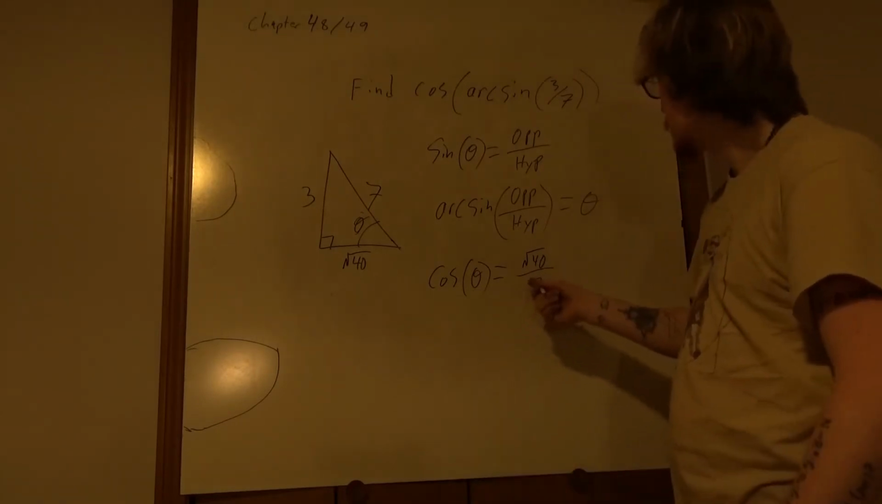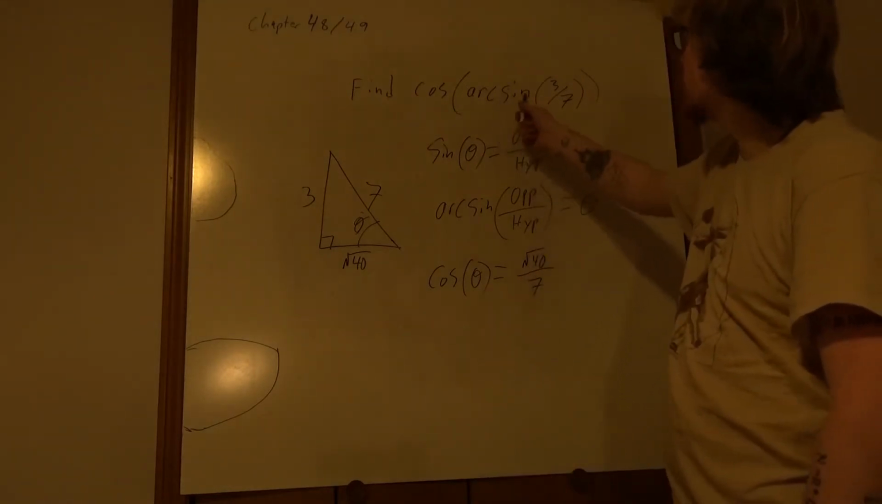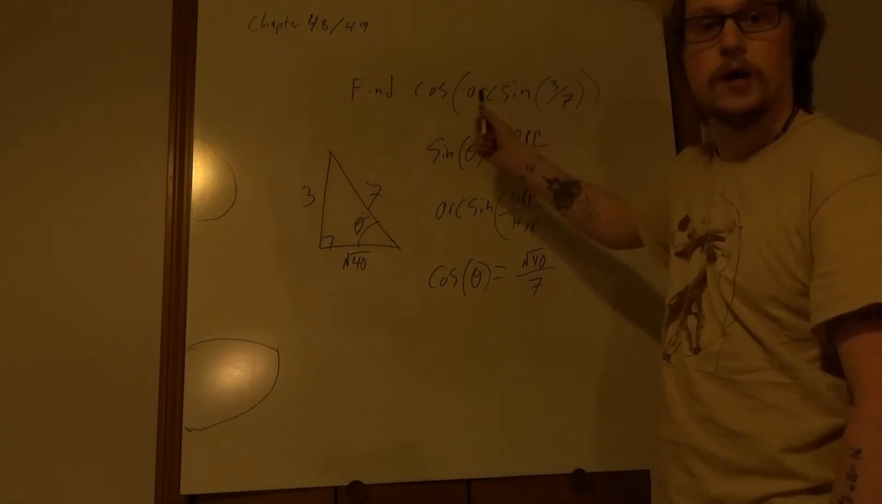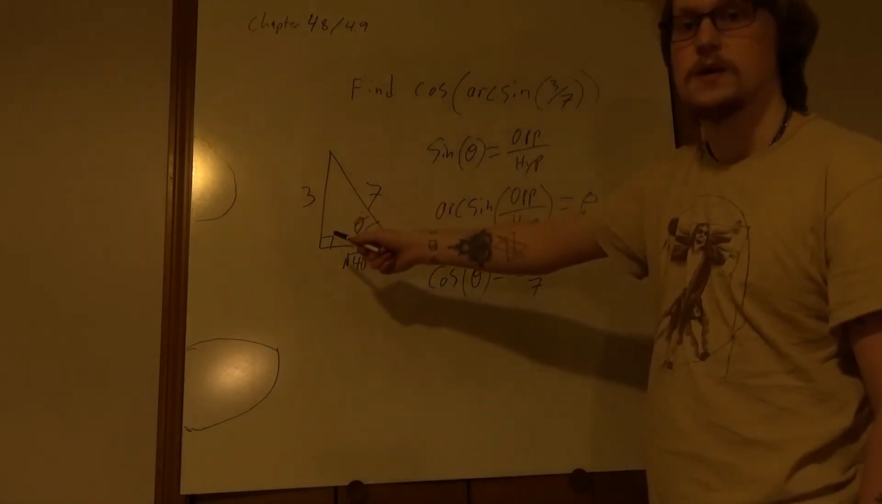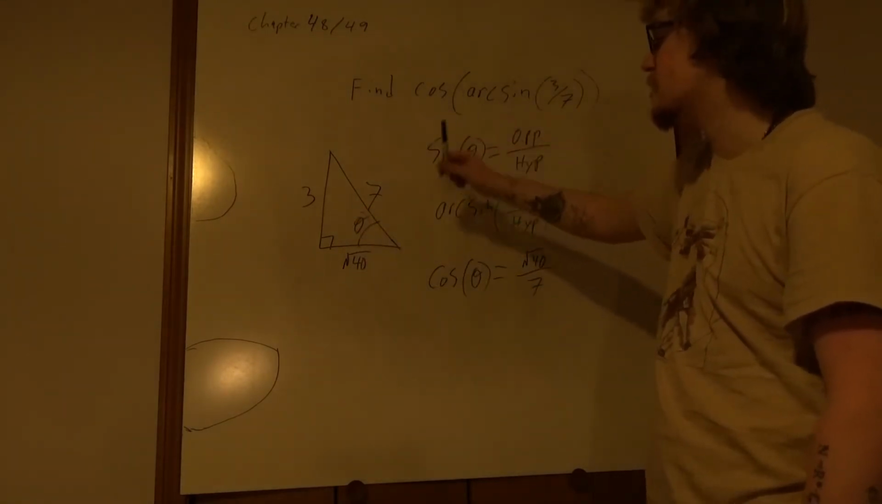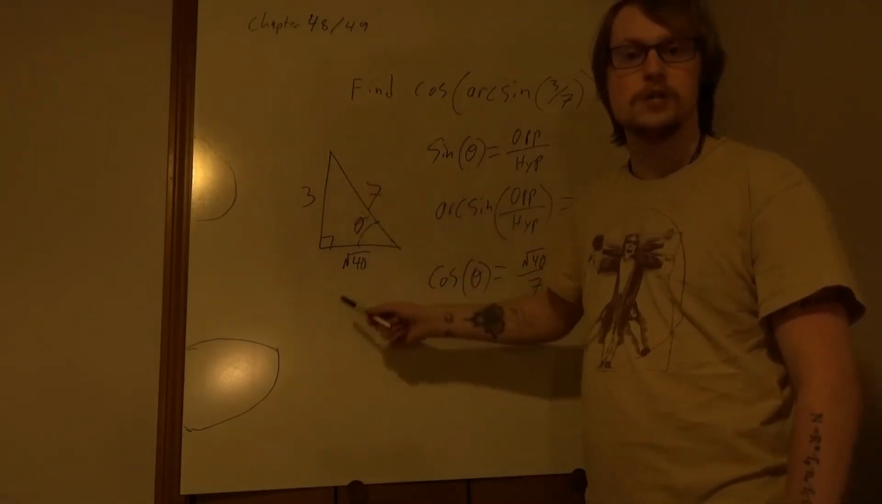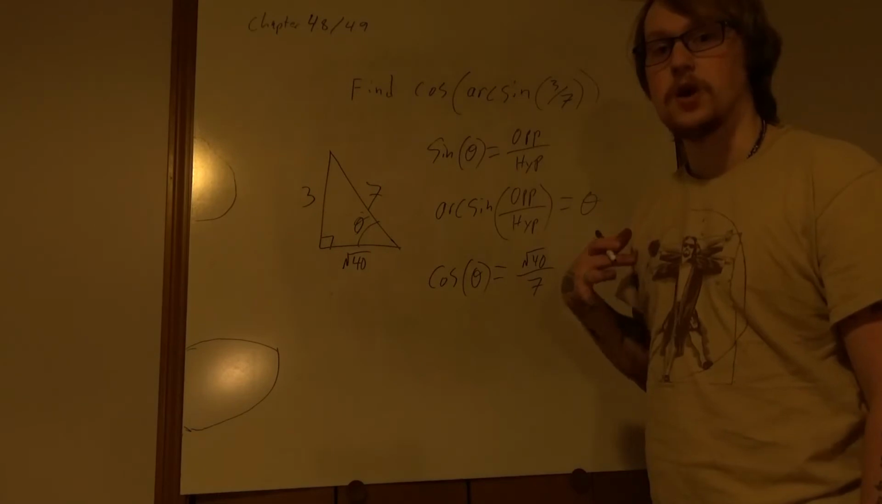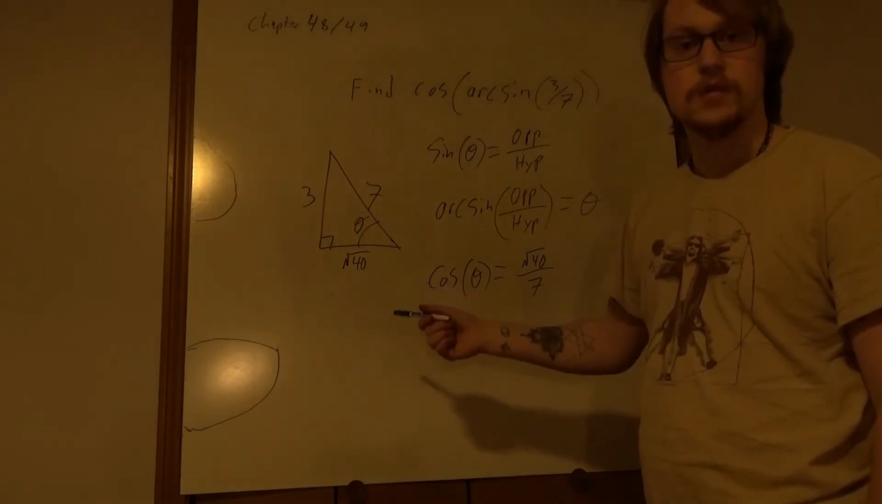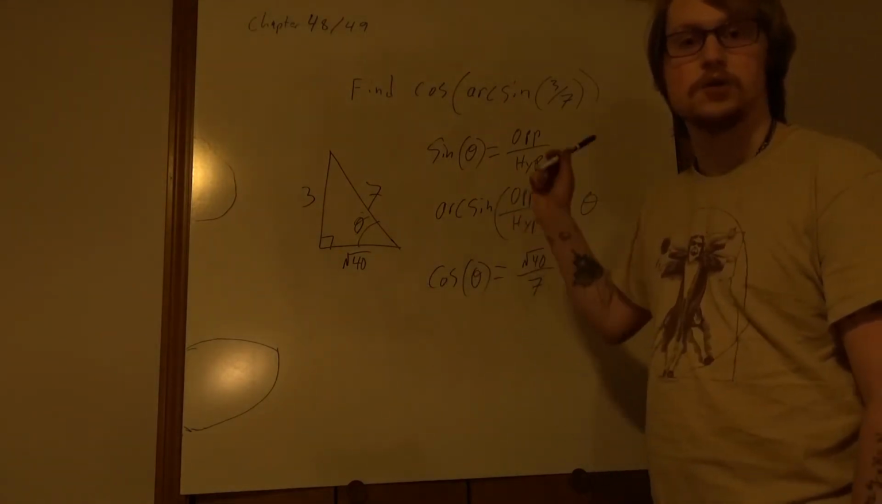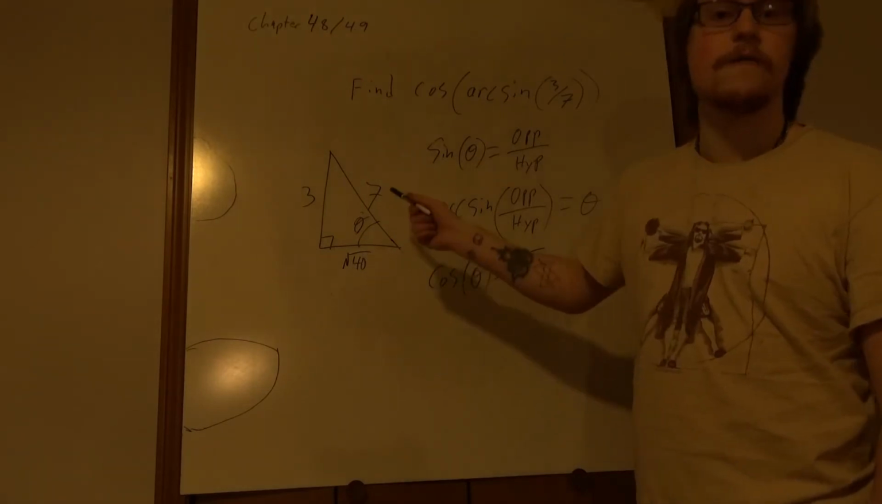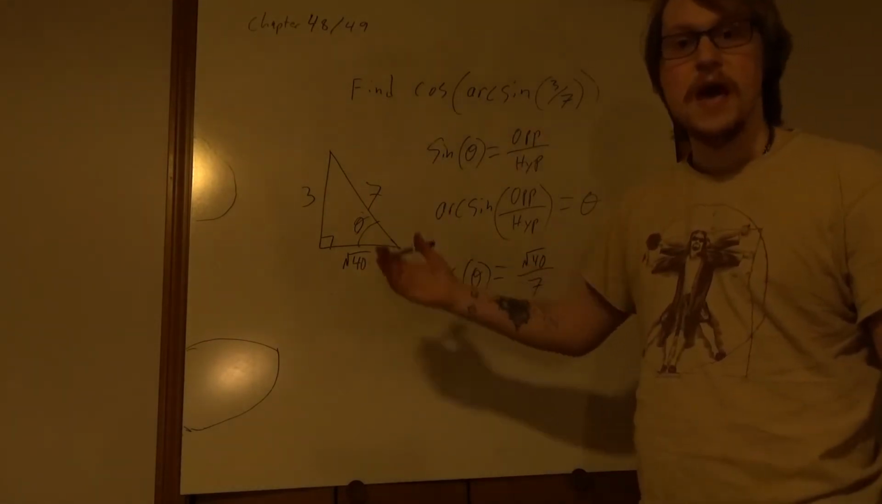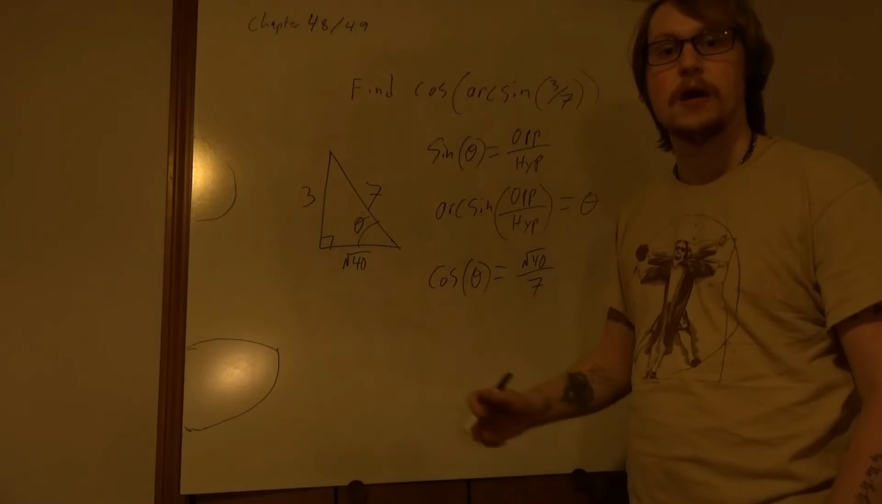But yes, this is the correct answer because arc sine of 3 over 7 is talking about a triangle which looks like this, and then cosine is asking for one of the relationships between the side lengths of that triangle. So we don't actually need to know what the arc sine of 3/7 is. All we need to know is how to translate that into a diagram from which we can find any of the other trig functions for that same angle.